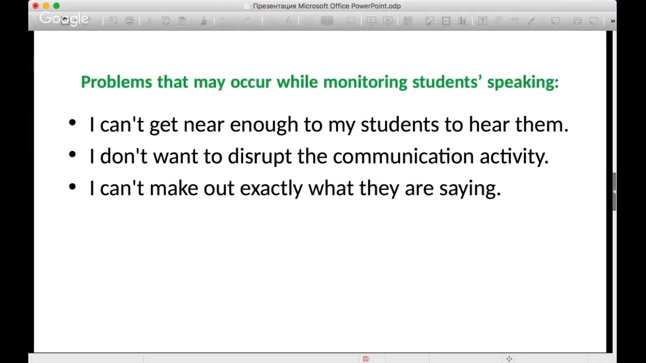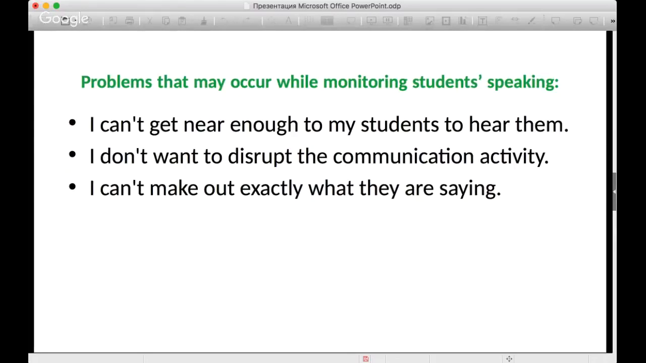Also, the next problem is that you can't make out exactly what they're saying when your students are mumbling and they are all speaking at the same time. So I know a technique that is called selective listening, when you focus your attention only on one pair of students and try to catch what exactly that pair is saying, or just one student is talking about.